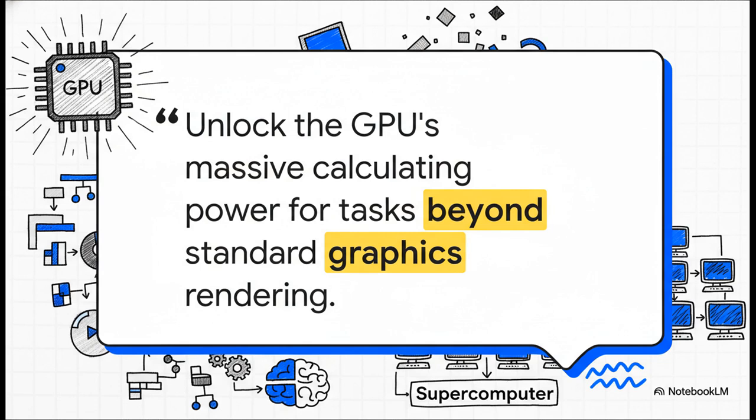So if you're going to remember one thing from all of this, let it be this. Compute shaders unlock the absolutely massive calculating power of the GPU, letting us use it for tasks that go way, way beyond just drawing pictures. It's a fundamental shift, turning our graphics cards into these little general-purpose supercomputers.